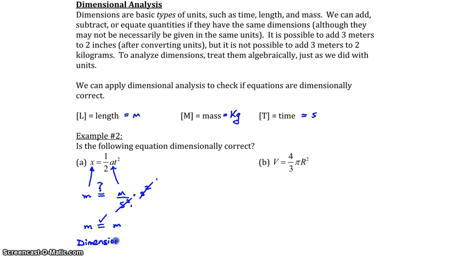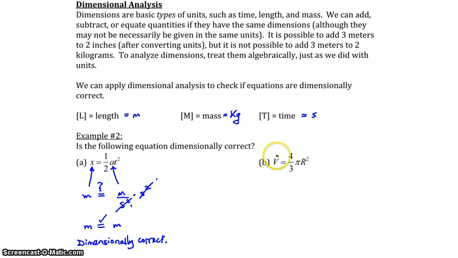Now, I know you're probably looking at this and saying, well, what about the half? You see there's a half up there. Does that mean anything? Well, it's just a constant. We're only really looking at units, so when we go through this process, we're just looking at the units of each variable, so neglect the numbers that are in front of it, like this 4/3 in the next example.